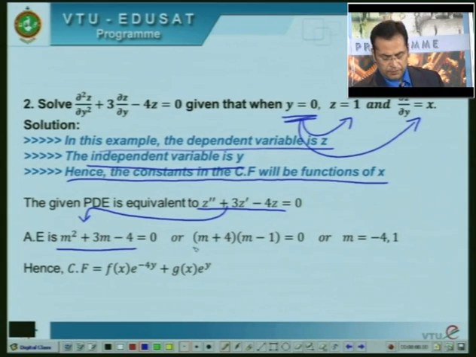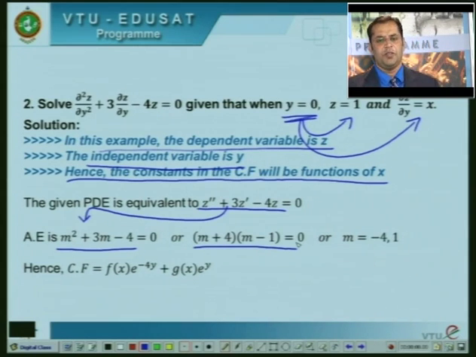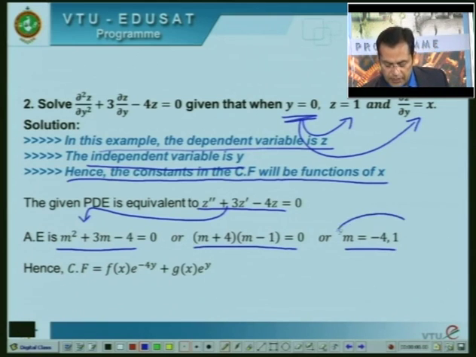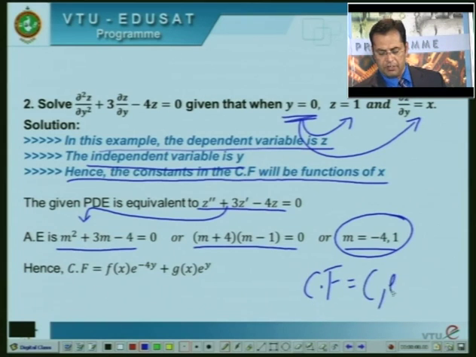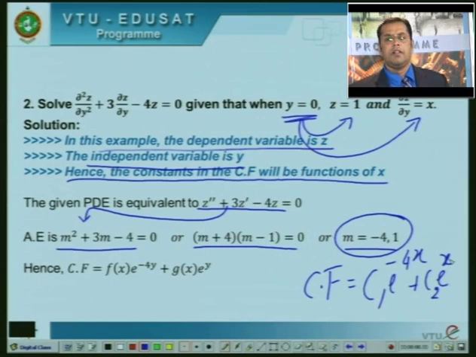On factorization, it gives you m plus 4 into m minus 1 equal to 0, or you have real and distinct roots. Is it correct, friends? Real and distinct roots of the form m equal to minus 4 and m equal to 1. Let me recollect again. If these were the roots obtained when you solve a linear differential equation with constant coefficients with y as a function of x, the complementary function would have been written as c1 e power minus 4x plus c2 e power x.